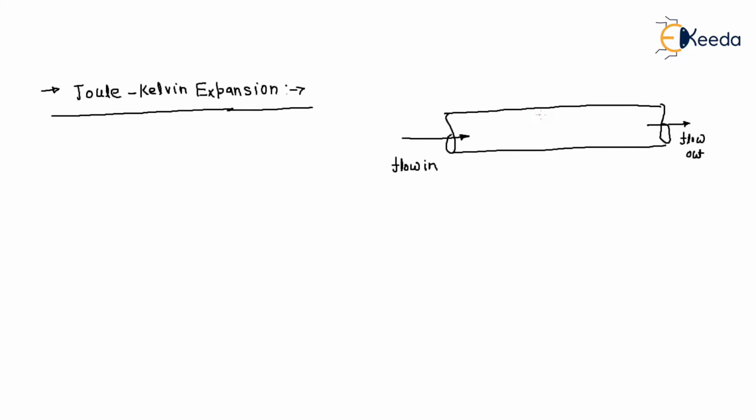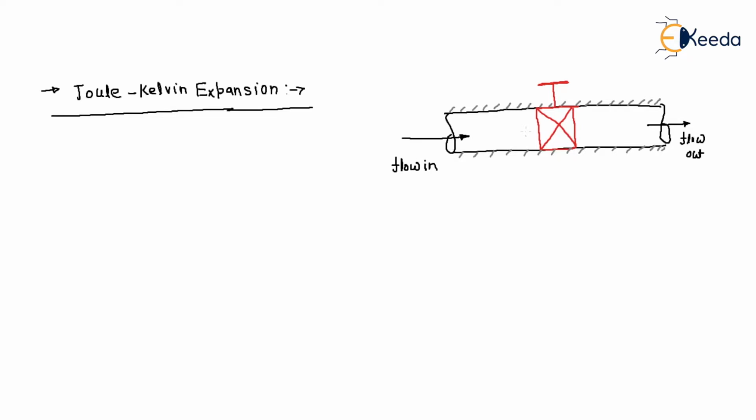And from anywhere we install a throttling valve. This is your throttling valve. And mind it, the whole setup is insulated. That means there is no heat transfer during the flow.